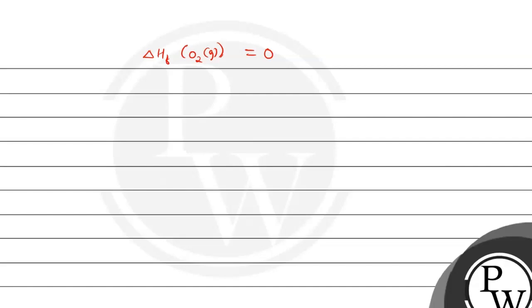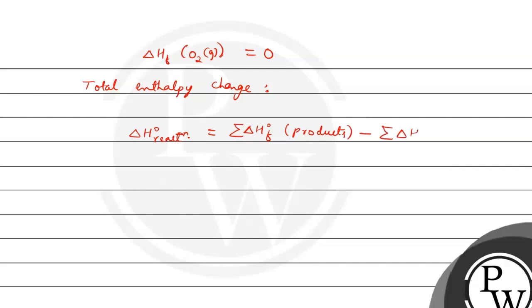Now we'll calculate the total enthalpy change. Total enthalpy change for this reaction, that is delta H naught reaction is equal to summation of delta H naught F products minus summation of delta H naught F reactants. So we have calculated both product side and reactant side values.